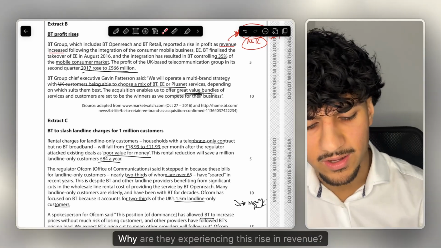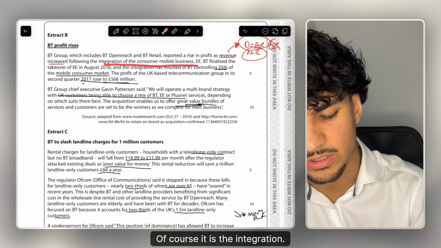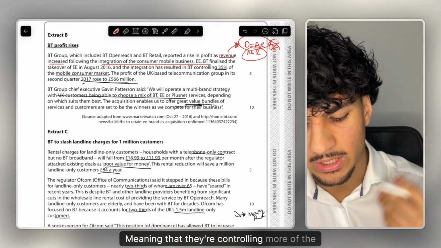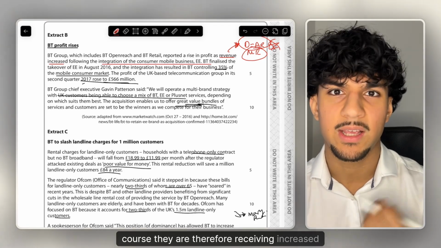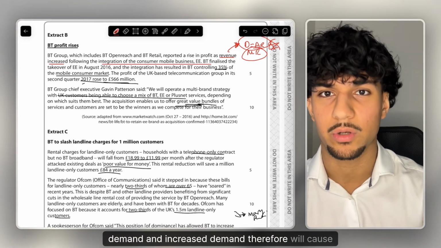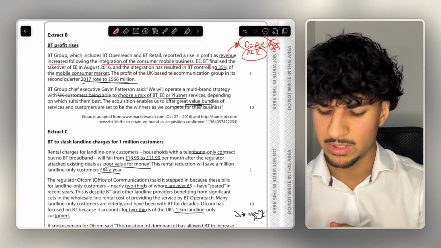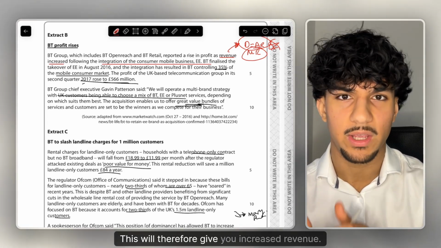But back to the extract, why are they experiencing this rise in revenue? Of course, it's due to the integration, the merger between BT and EE was finalized, meaning that they're controlling more of the market share. If they're controlling more of the market, of course, they are therefore receiving increased demand, and increased demand therefore will cause increased revenue. Or a more step-by-step way you could put it, increased demand means more sales, you times the sales by the price, this will therefore give you increased revenue.